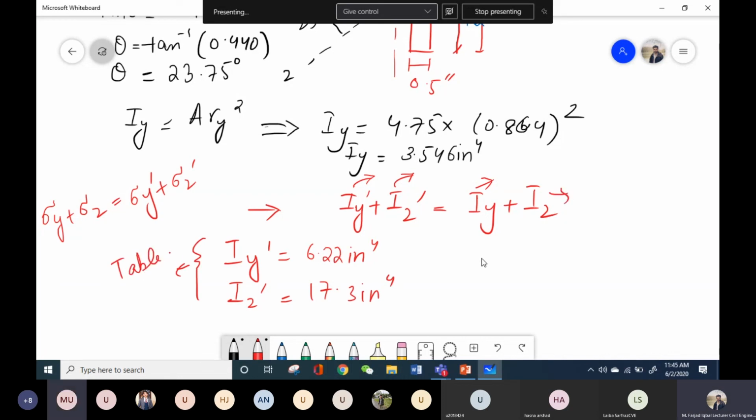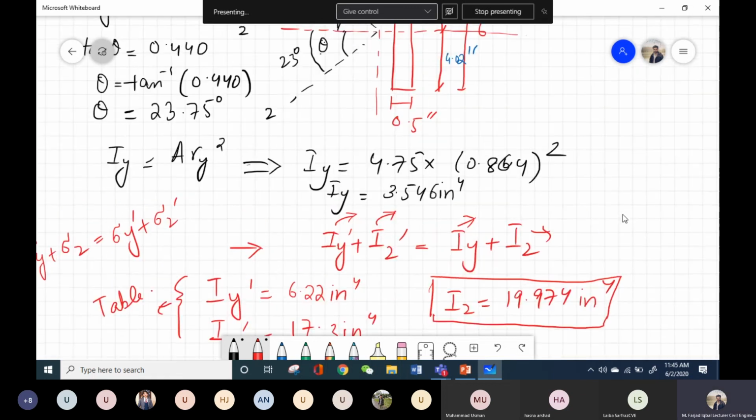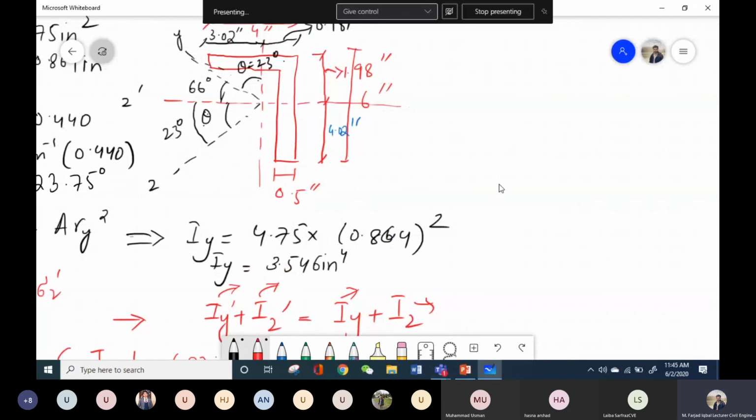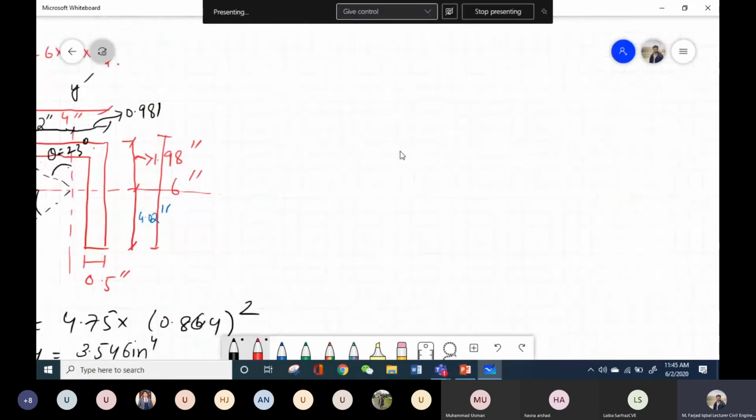Anyone? 19.974. 19.974 inch 4. So now I have got everything that I need to solve this question. From this point on, this question will be the same as for the symmetrical axis. So let's start solving this one.